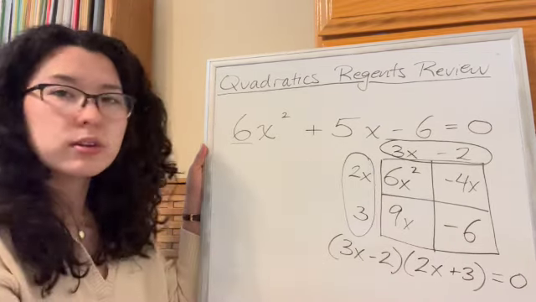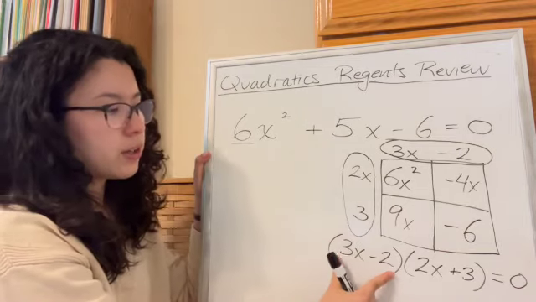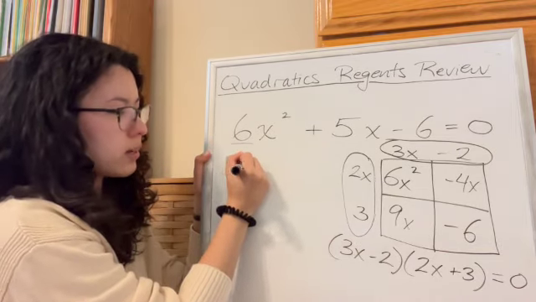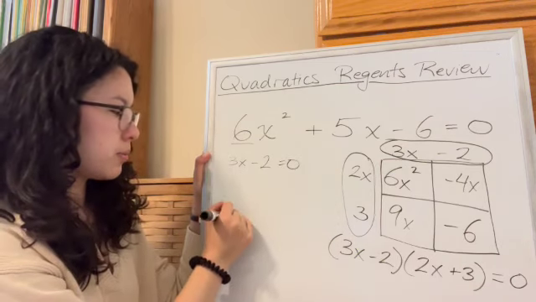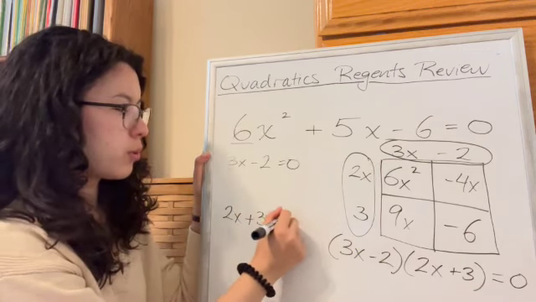I'm just going to erase some of this other stuff so we have space. But either this equals 0, so either 3x minus 2 equals 0, or 2x plus 3 equals 0. So I'm just going to solve both of those equations.